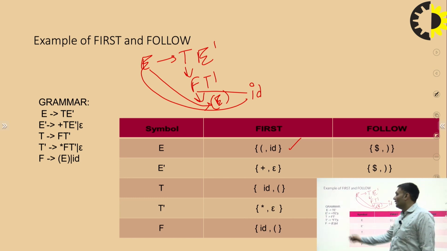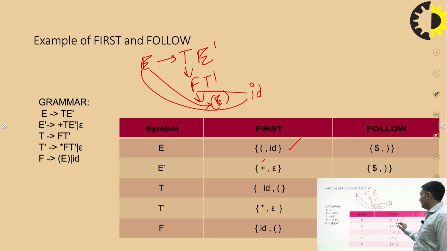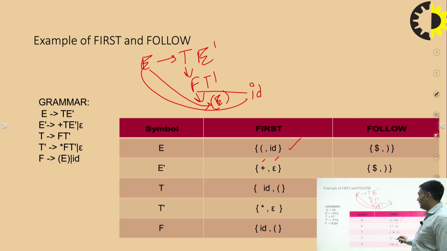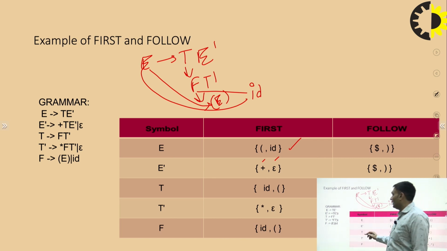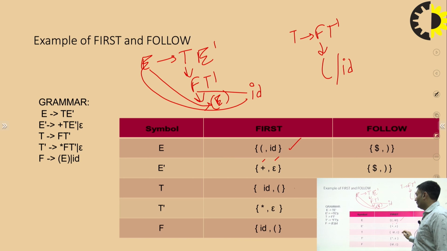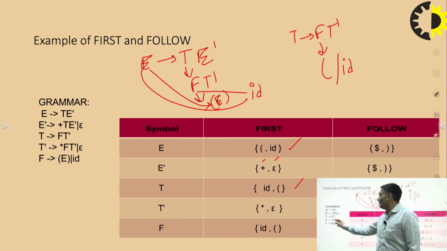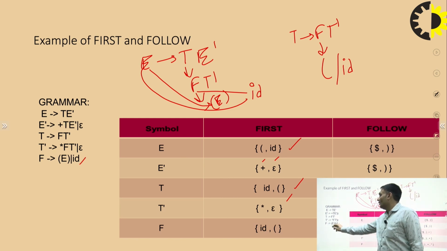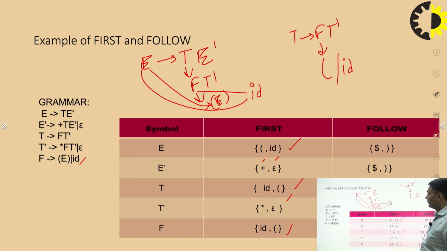Now, similarly, E dash is generating first plus and epsilon. T is generating first terminal, that is a star, and ID. T is generating F T dash. So F is generating again open bracket and ID. So open bracket and ID is the first of this one. T dash is generating star and epsilon. F is generating ID and open bracket. So ID and open bracket is the first of this.